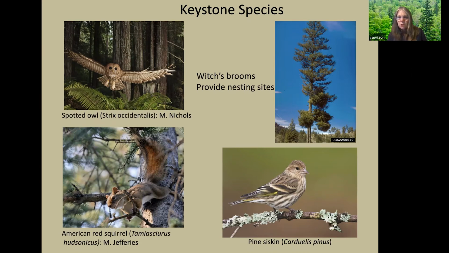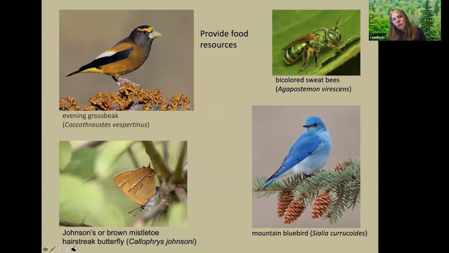And then the pine siskin, that's just one of the other examples. It nests also in witches' brooms. And there are others: Cooper's hawks, gray owls, northern goshawks, and sharp-skinned hawks eat them or nest in them. So there are a lot of things that nest in these witches' brooms. And they also provide food resources.